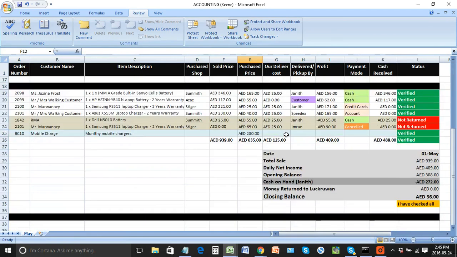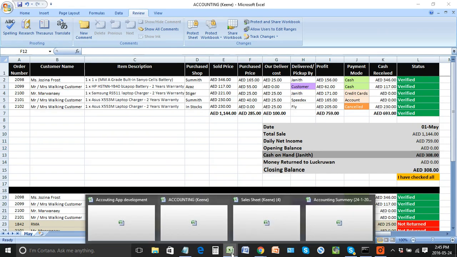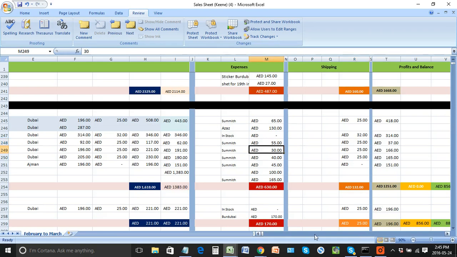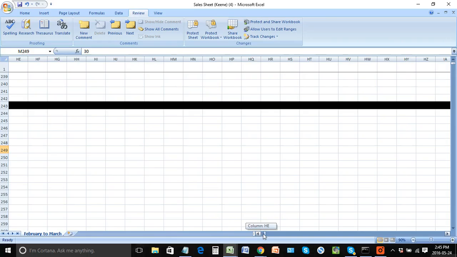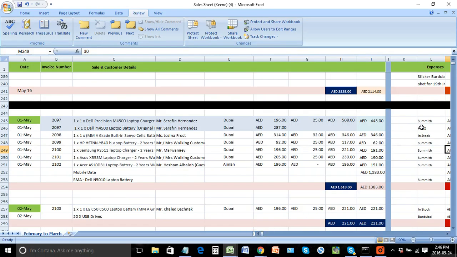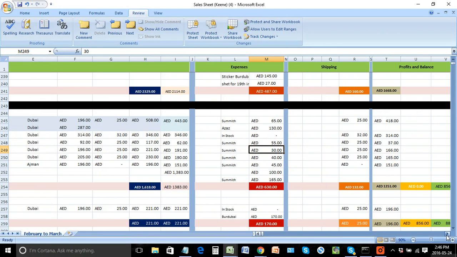Now this will be the sheet, because if you look at this sheet, I'll talk about the problems in it. We have no idea who shipped this item. For example, take this item. We don't know who shipped it, and there's no status whether it's been delivered or not.